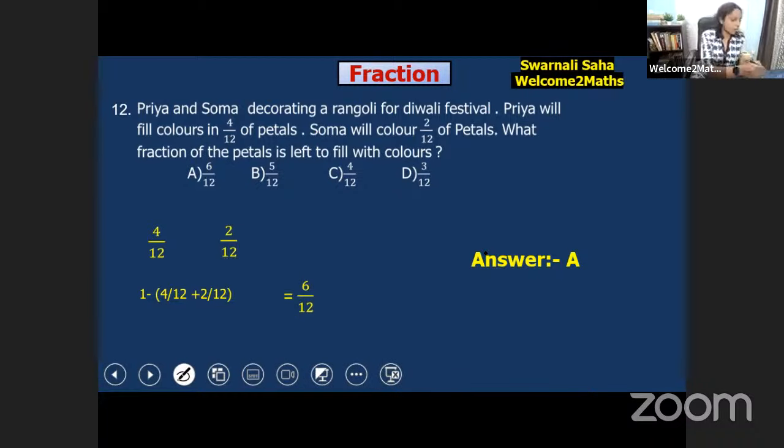And here we have 4 options. 6 by 12 in option A is the right one. So A is the right one, 6 by 12. The answer is A.